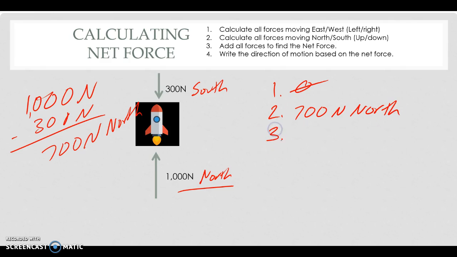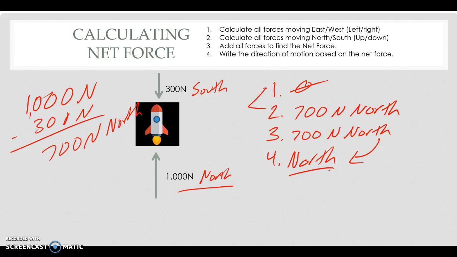So for number 3, my net force is going to be to add these two together, and if I have 0 and 700 newtons north, it's very easy. It's 700 newtons north, because that's all that's left over. And then for number 4, the direction of motion of the rocket, what is the prediction of where the rocket will move based on the net forces? Well, I base it on the net force direction, and the direction of the net force is north. So this rocket will move to the north.